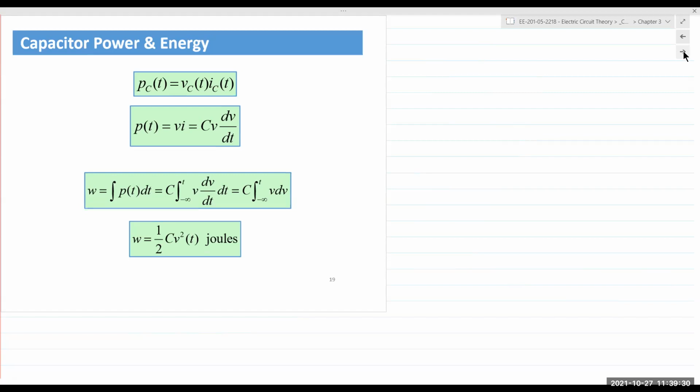You plug in I is equal to c dv over dt, and you obtain the equation for power as Cv dv over dt. You integrate the power, and you obtain the equation for energy as half Cv square.